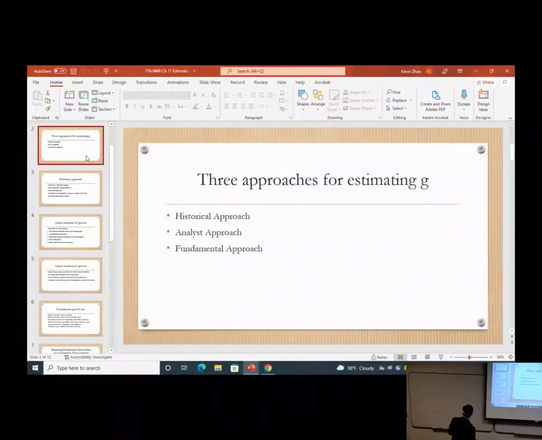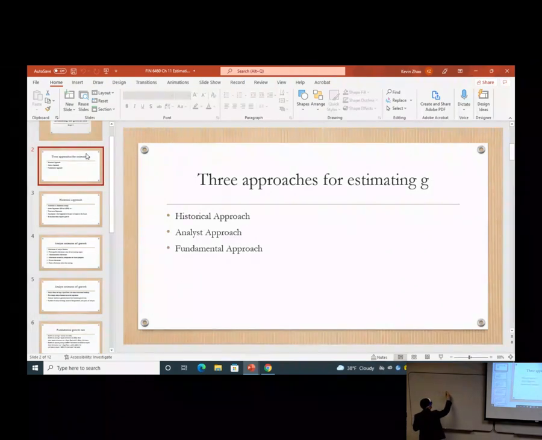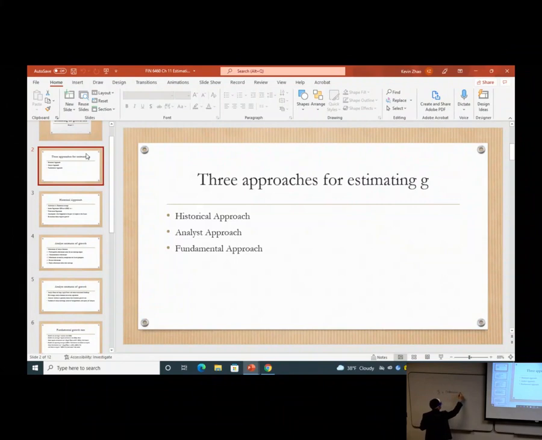Actually, this g equals retention ratio times ROE. Retention ratio equals 1 minus payout ratio. And this payout ratio equals dividend divided by net income.